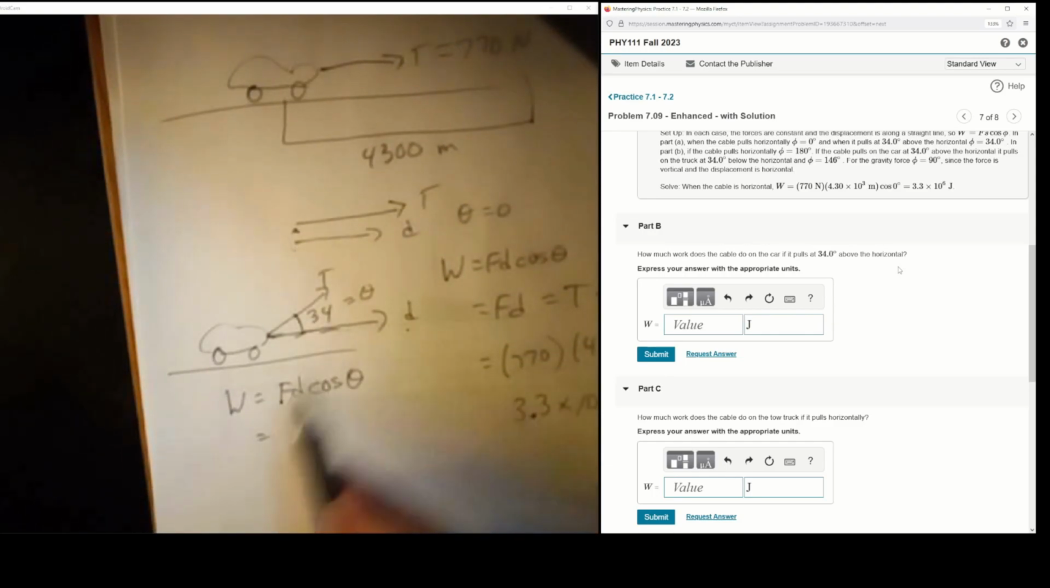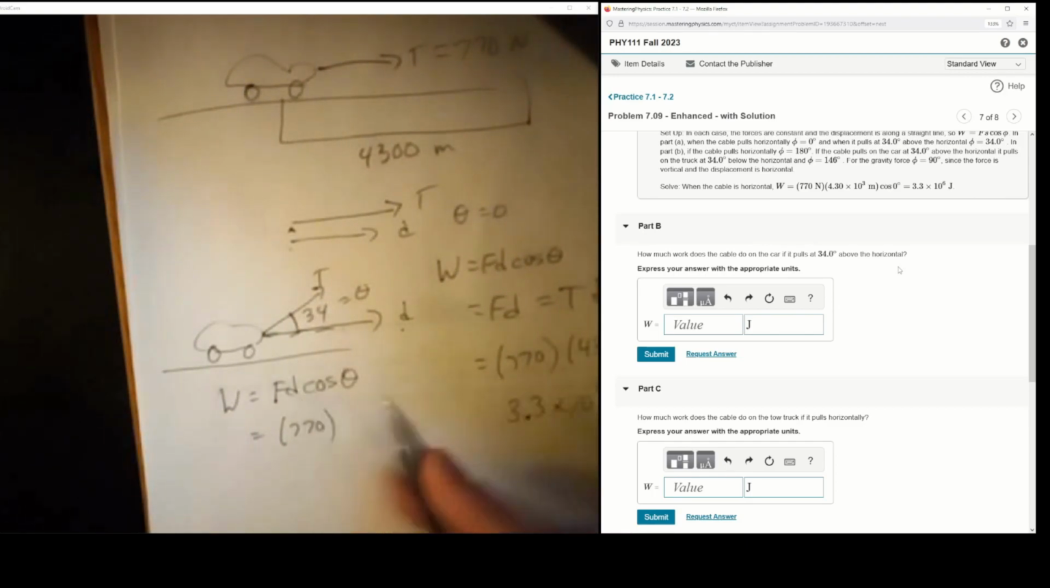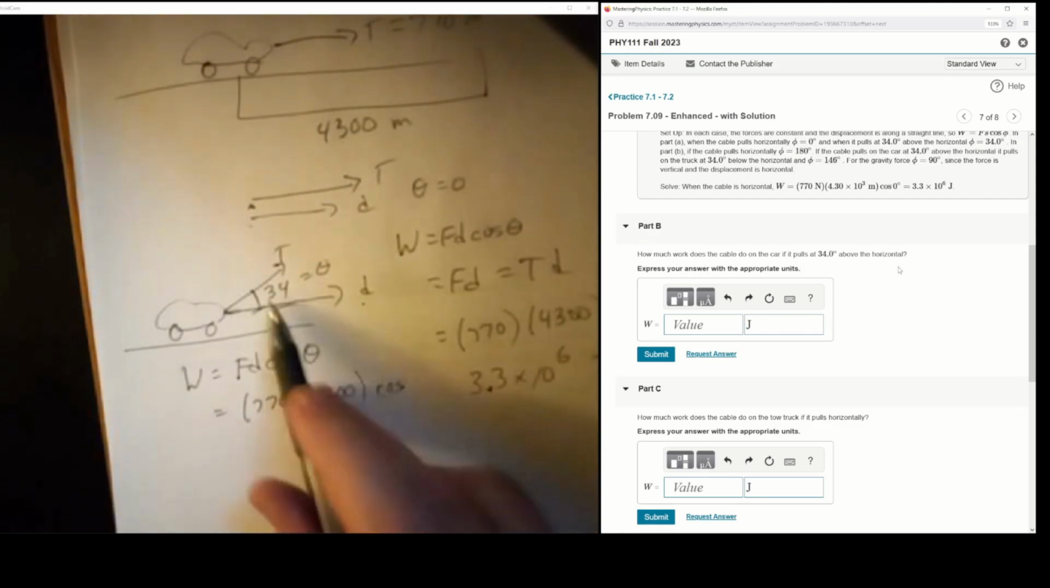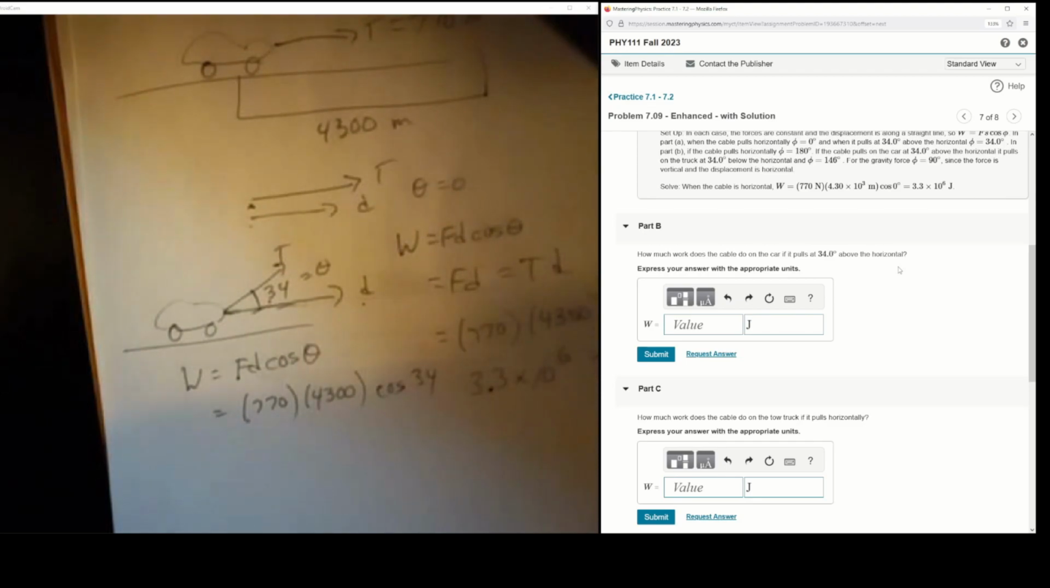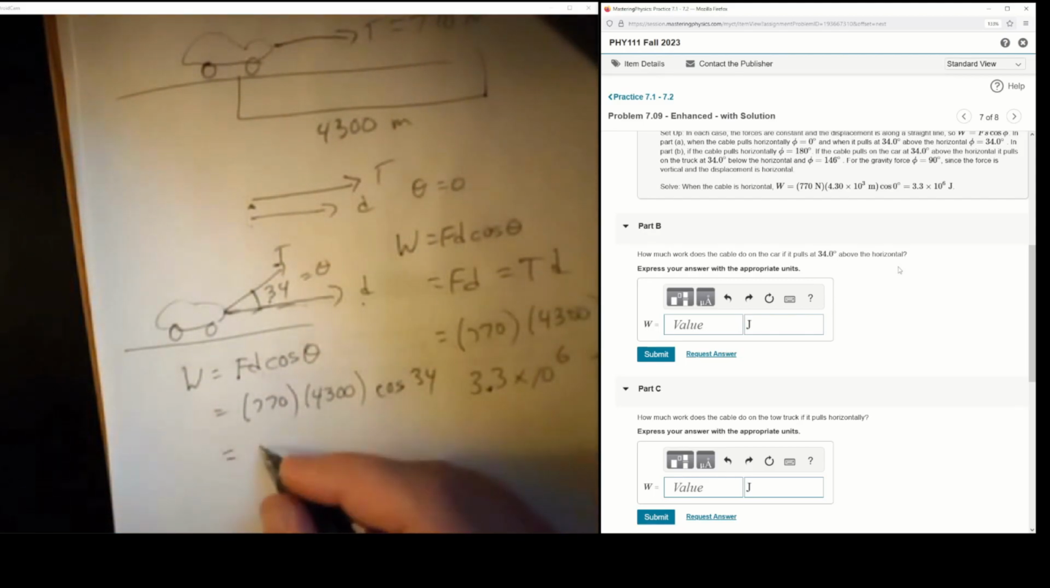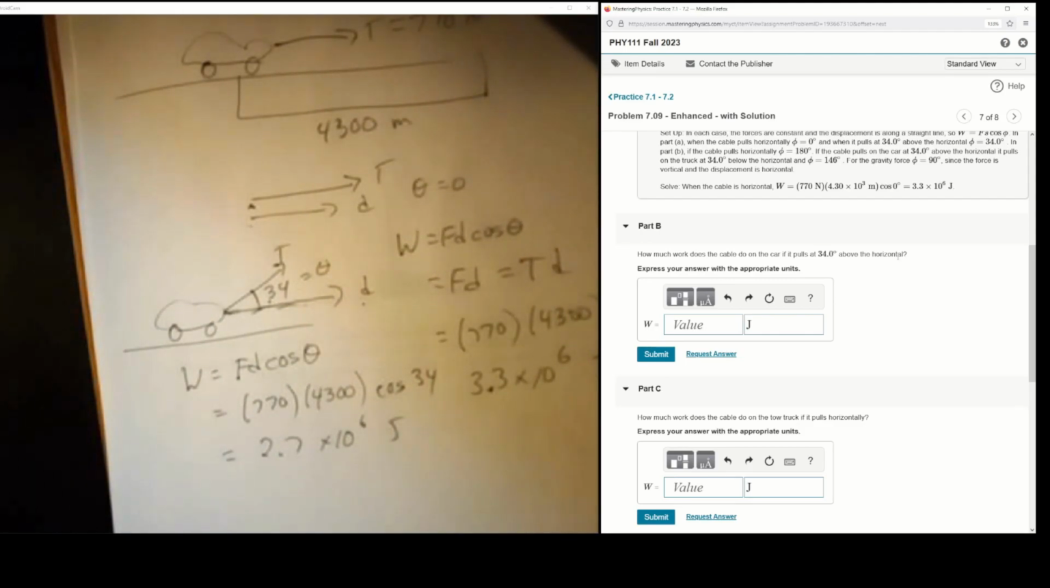The force is tension, which they're telling us is 770, times displacement, which is 4,300, and then cosine of the angle between them, which is 34. And that equals 6. So the number is getting kind of large, so my calculator is giving that in scientific notation. Nothing wrong with that. Just maybe a little bit harder to type in.